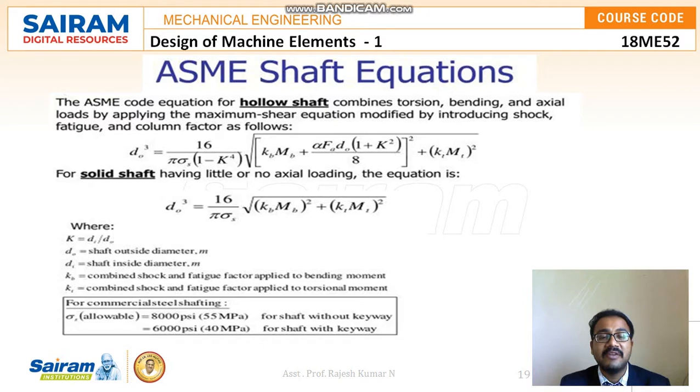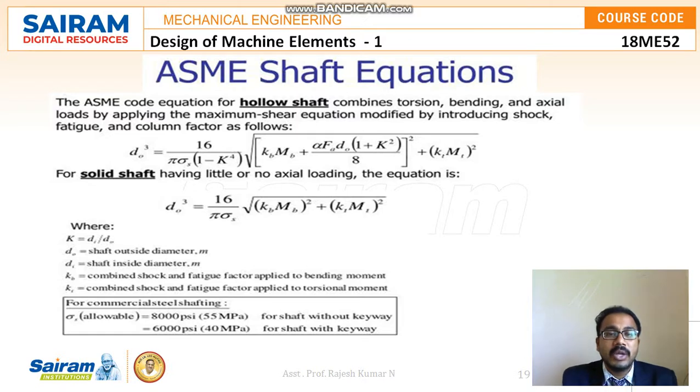For the solid shaft having little or no axial loading, the equation is d naught cube equals 16 by pi sigma s into square root of (kb mb) whole square plus (kt mt) whole square. And these equations are available in the design data handbook, so directly we can adopt them from the design data handbook.